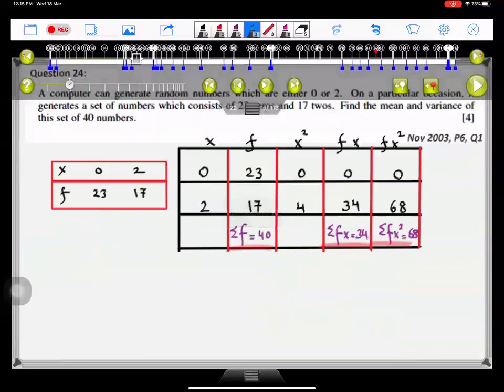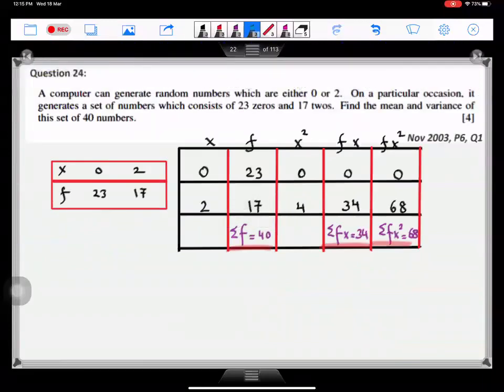Another question, something like this. A computer can generate random numbers which are either zeros or two. On a particular occasion, it generates a set of numbers which consist of 23 zeros and 17 twos. Find the mean and variance of these set of numbers. Two values of x, two corresponding frequencies. Rest is simple. The 5-column method: x, x square, f, fx, fx square.